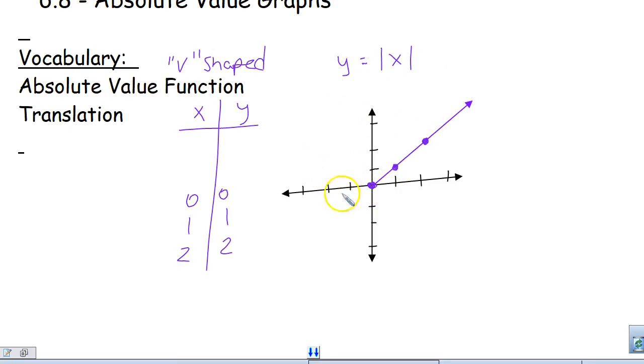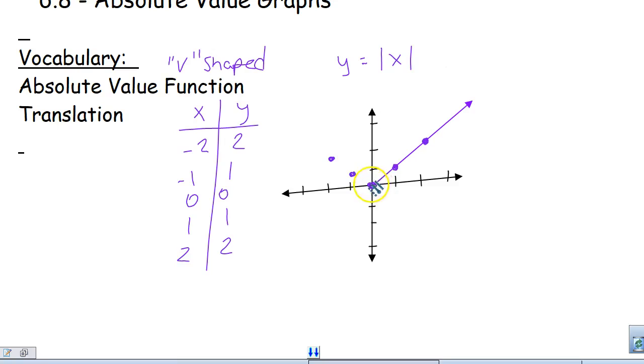But I also want to know what my graph looks like if I were to go into the negatives. So I'm going to use -1 and -2. What's the absolute value of -1? 1. So at -1, I'm going to go up to 1. What's the absolute value of -2? 2. So I'm going to go up to 2. And we've got our other half of our graph.